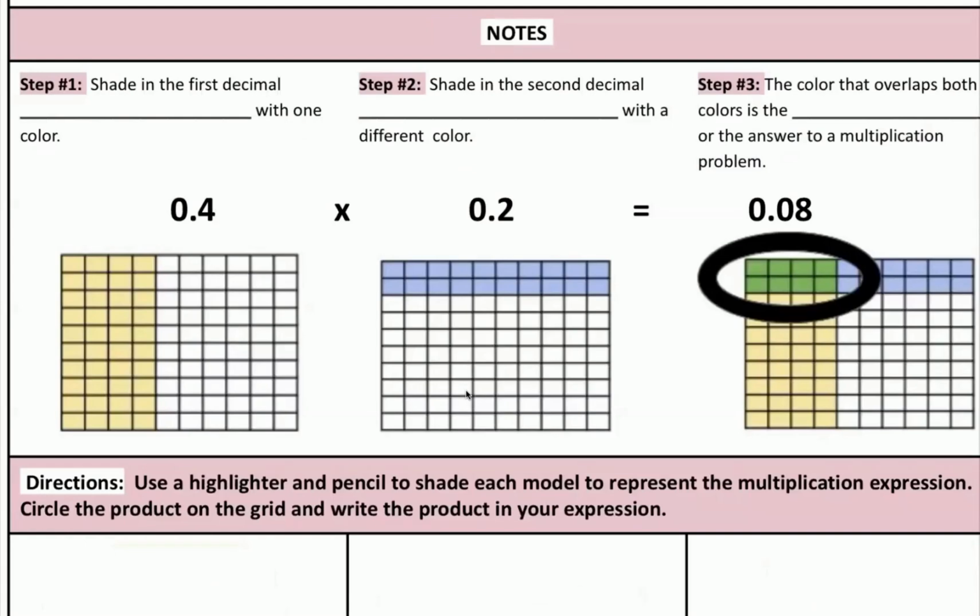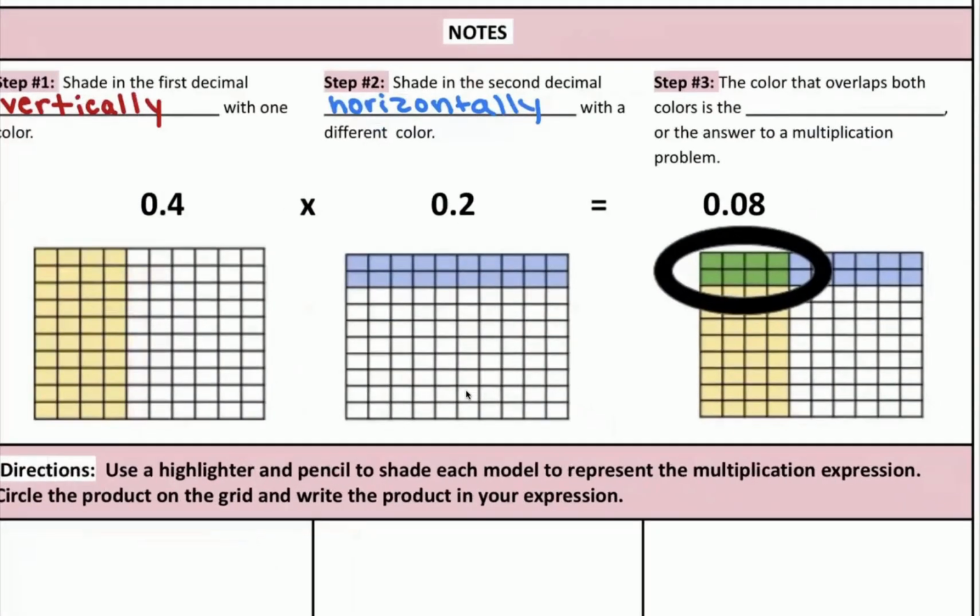Step 1 in our notes, we're going to shade in the first decimal vertically with 1 color. So you can see we shaded in 4/10 up and down vertically. Step number 2, we're going to shade in the second decimal, so 2/10 horizontally, and this will all be on the same grid. That's why it's helpful if you have a highlighter or colored pencils.